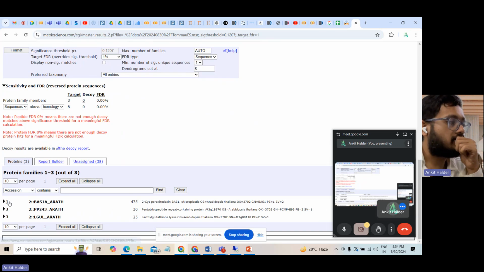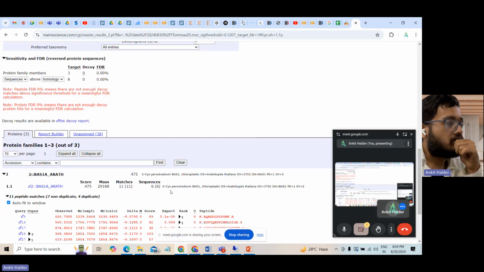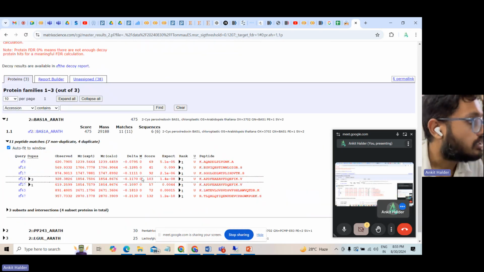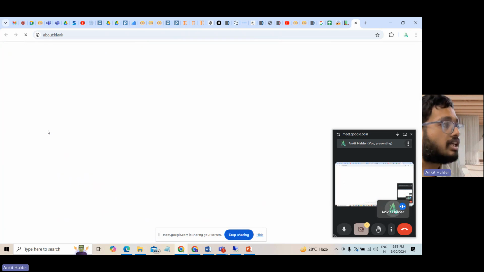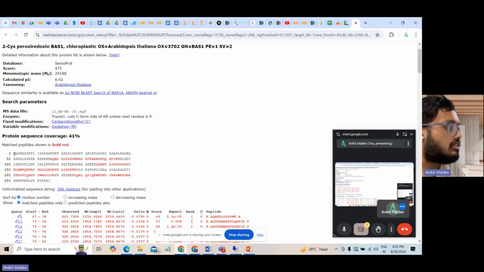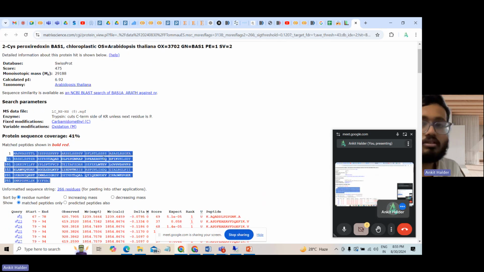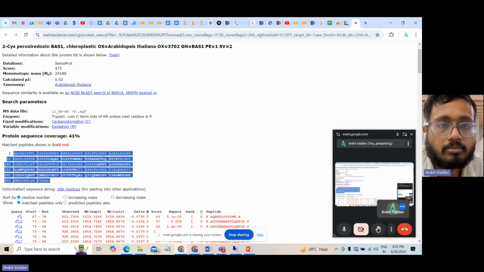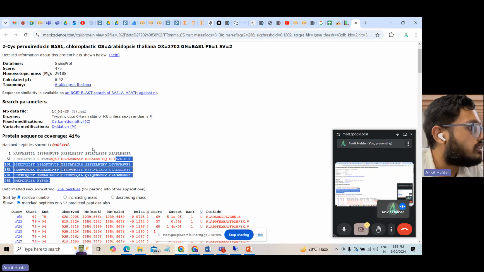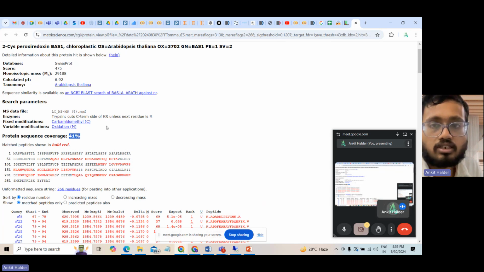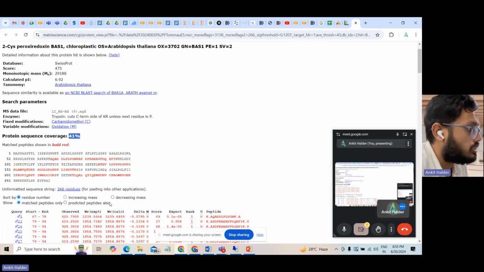So here you can see that this is the protein that we have got. This is the pyridoxine S1 of Arabidopsis thaliana, which we are getting identified. If we go and click on here, you can see this is the complete sequence of a particular protein that is getting the maximum hit, with a sequence coverage of 41%. So we are having the hit or coverage of this particular protein.